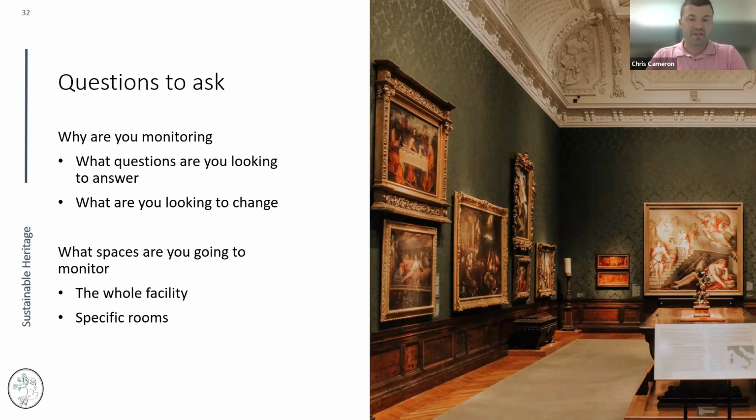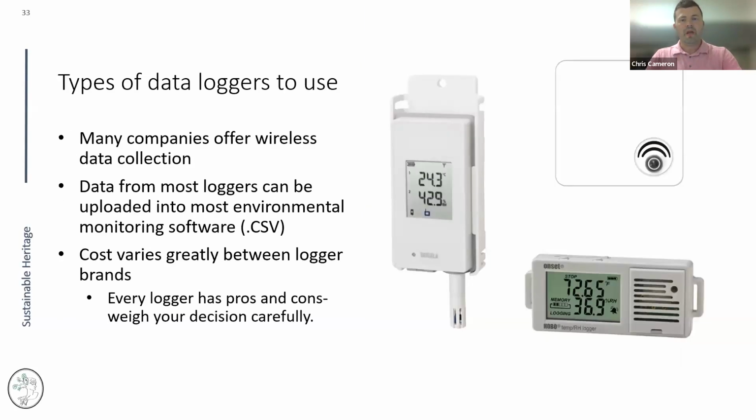Or are you going to monitor specific rooms? We have important collection items in these rooms. We don't have money for a ton of data loggers. Let's just get them in specific rooms. The types of data loggers you would use are entirely up to you. Many companies offer wireless. We know in this day and age, wireless is important. Data from most of these loggers can be uploaded remotely to the environmental software, and the cost is going to vary greatly.